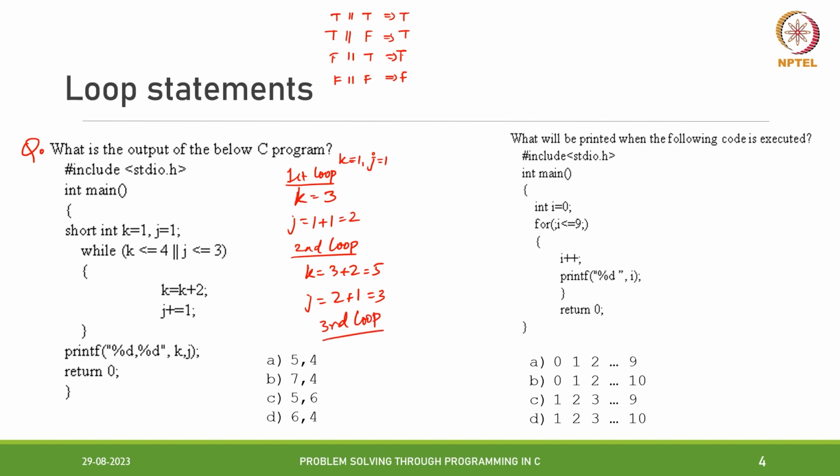Then in the third loop what happens, again k less than or equal to 4 is false, but j less than or equal to 3 is true. So one of them being true, the entire conditional is true, so the loop will still continue. So k is again incremented by 2, k will become 5 plus 2, which is 7, and j will become 3 plus 1, which is 4. Now both the conditionals are not satisfied. k less than or equal to 4 is false, and j less than or equal to 3 is also false. So now both of them being false, this conditional becomes false, so the loop will exit after the third loop. And when you print the values of k and j, you will have 7, 4.